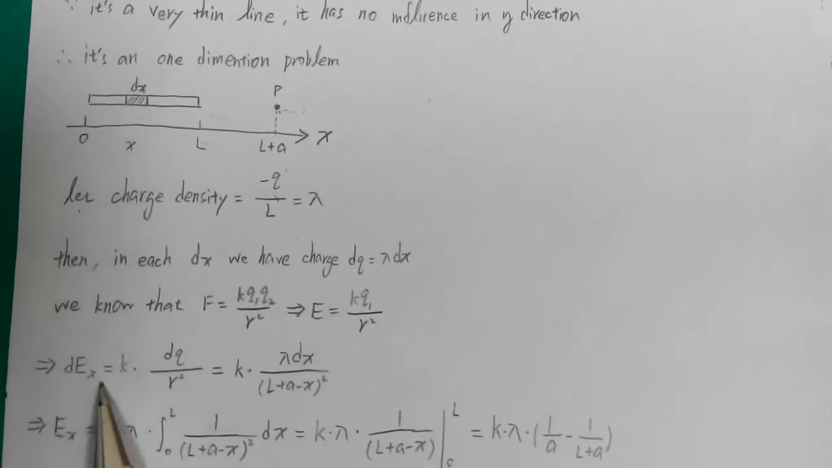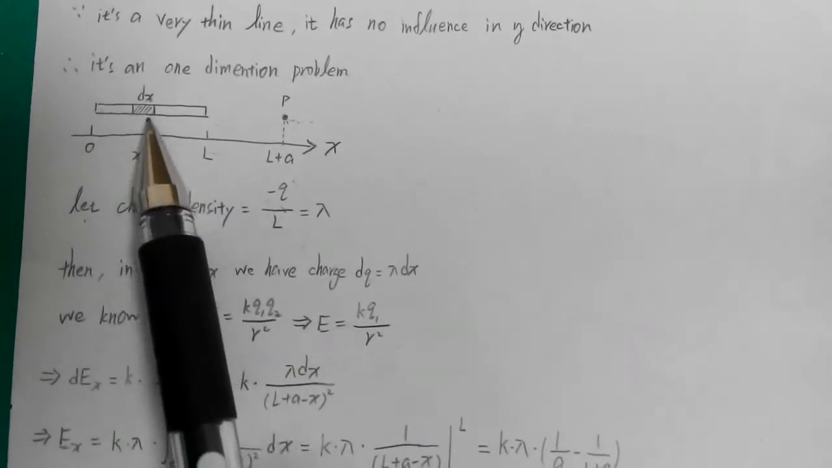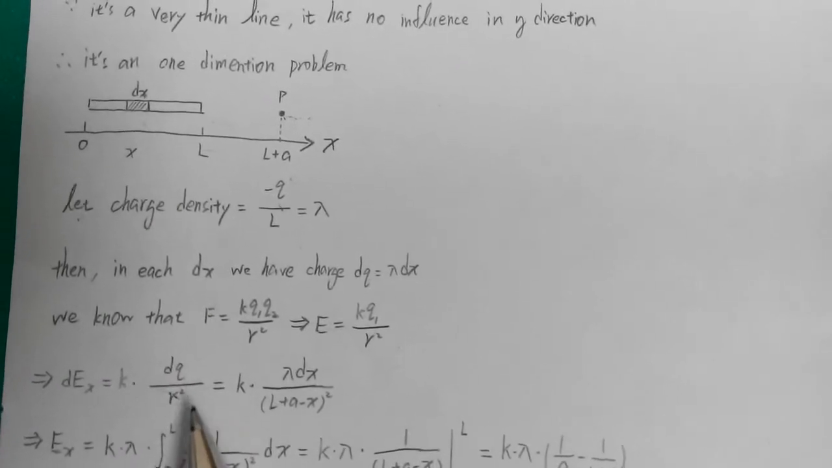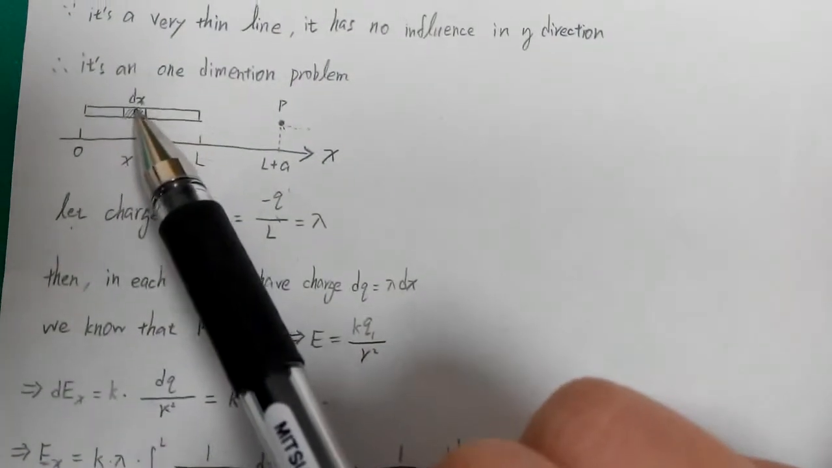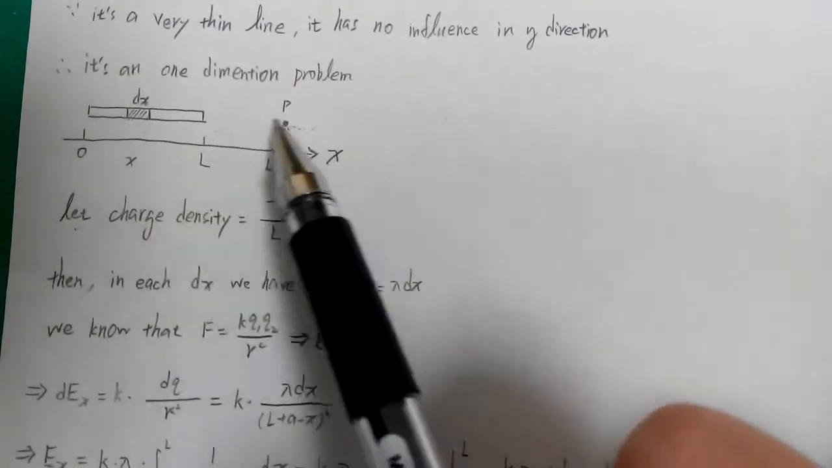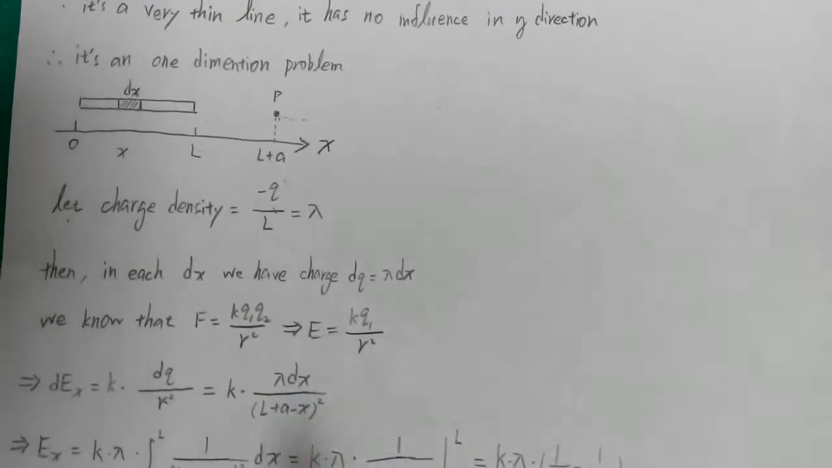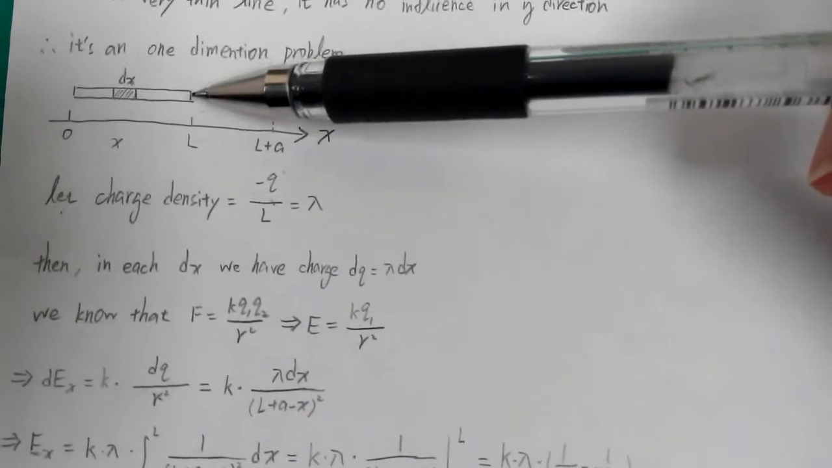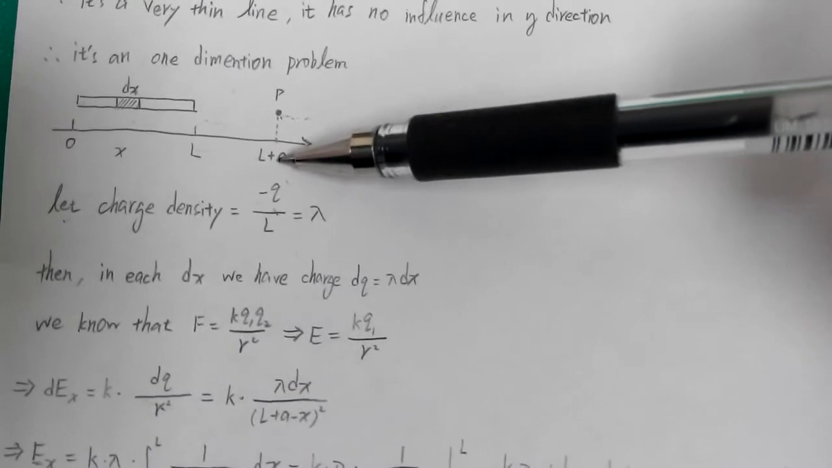So dEx will equal k dq divided by R squared, because now we only look at this little dq. What is R? R is the distance between this little dq and the position P. Now we assume this length is L, and the position from here to here is A. So here is L plus A.